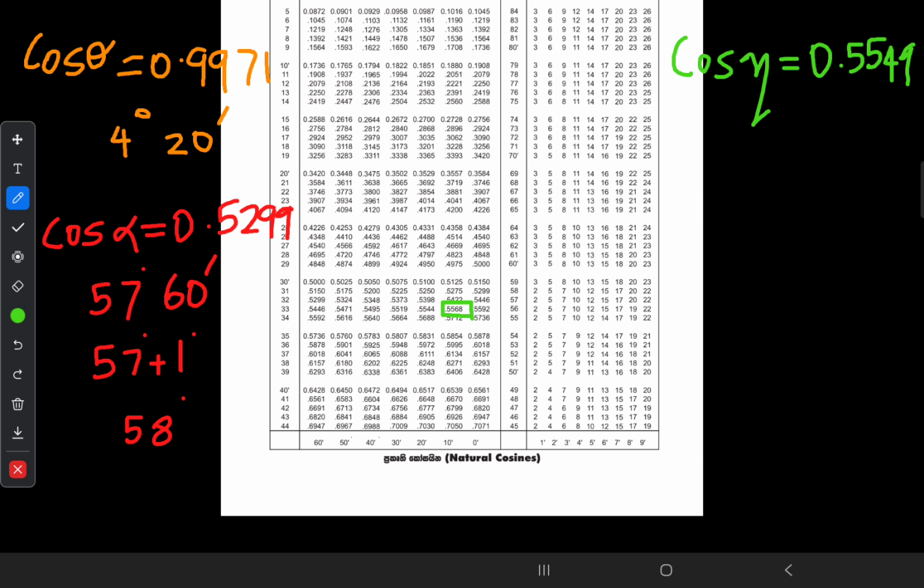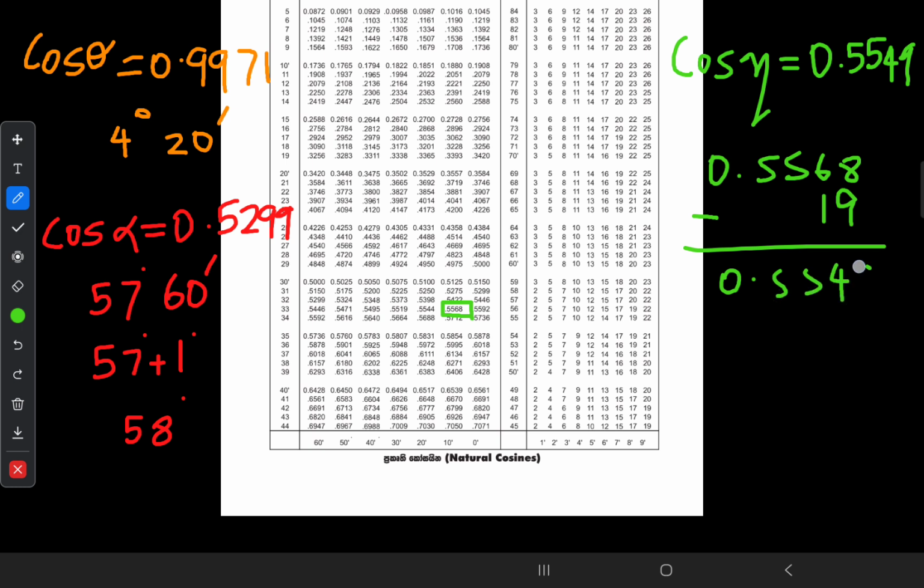So I will select this one, 0.5568. From that, when I subtract the mean difference 19, yes, 19, it will give you 5549. So you have to think in the opposite manner. In sine and tan, we directly added the corresponding mean difference to the nearby value. But in cosine values, select a little higher value, and from that subtract the needed value to obtain the desired answer.